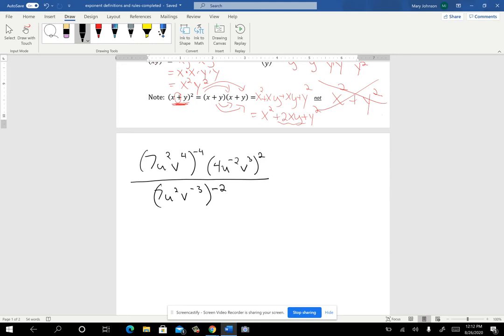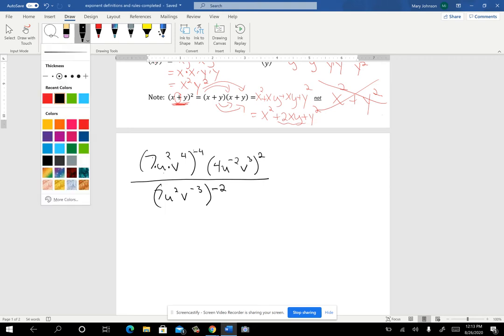All right, the first thing we're going to do is get rid of the parentheses by applying that power of a product rule. So do you see how the parentheses are telling you that 7u squared v to the 4th is all the base being applied to the negative 4th power? And so all of that's being raised to the negative 4th power. That negative 4 applies to each of these, to the 7, the u to the 2nd, and the v to the 4th, okay? All right, so what you're going to do in your first step is raise each of those things to the negative 4th power.